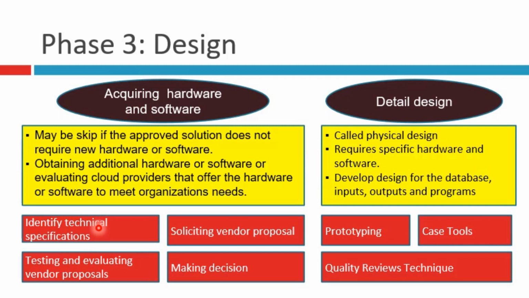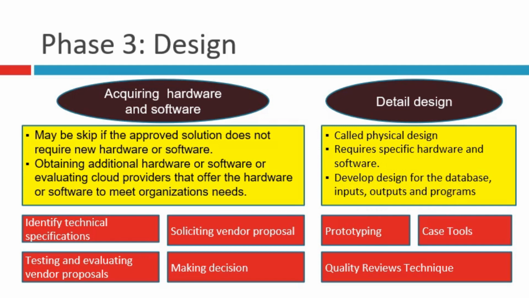And there are 4 steps to follow. The first step is to identify technical specification, and then soliciting vendor proposal, testing and evaluating vendor proposal, and making the decision. The second activity is detailed design. Detailed design is also called physical design, because in this step you require specific hardware and software to develop the design for your database, the inputs, outputs, and the program.